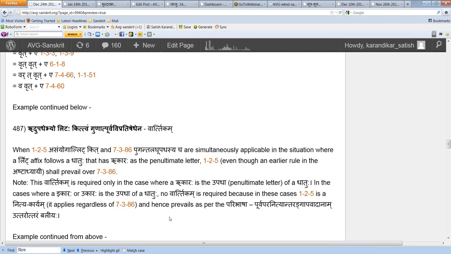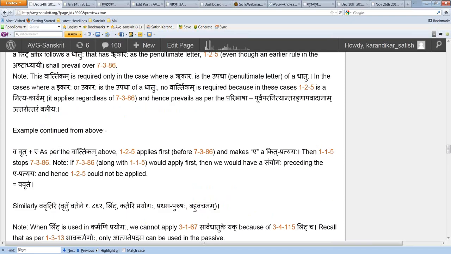So this is where we were last time, and then we did the form. Of course, as per the Vartikam, we applied 1.2.5. It became a Kit pratyaya, and then we started Puganta Laghu Upadhasya, and we got Vavrute. Similarly, Vavrute Re: the pratyaya becomes Ire by Litas Tajayo Re Shire. So the Ja becomes Ire.